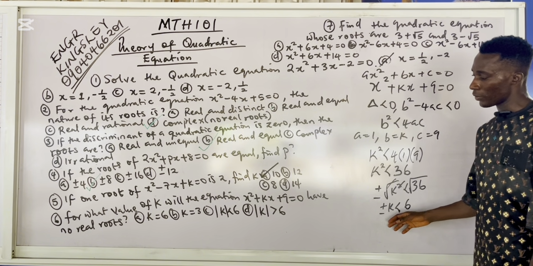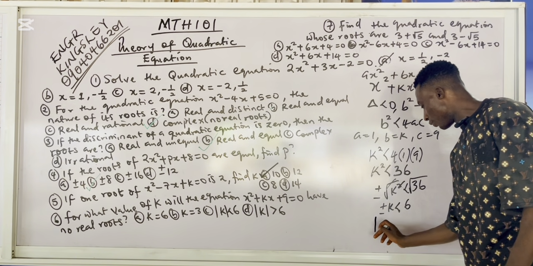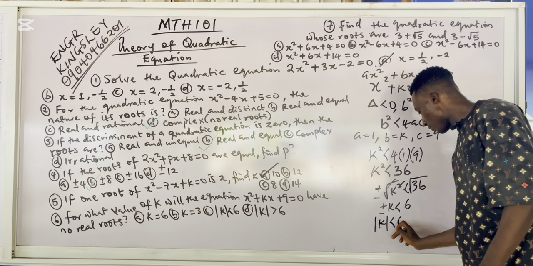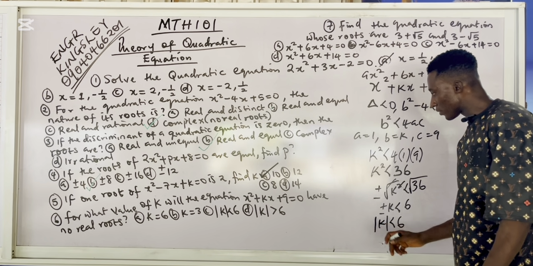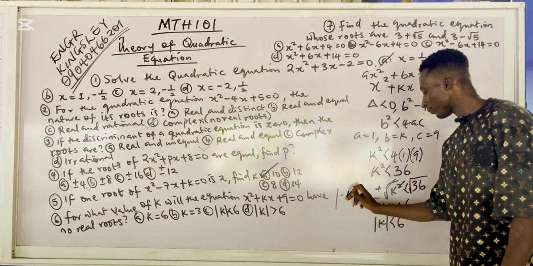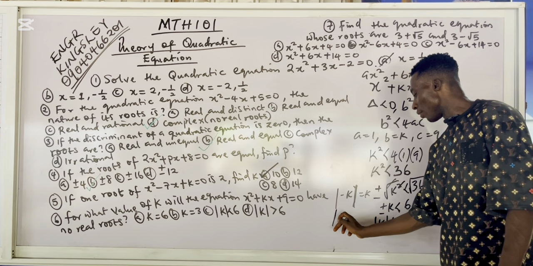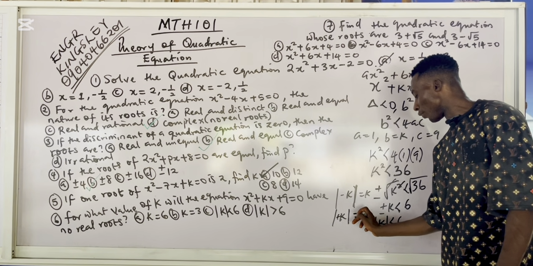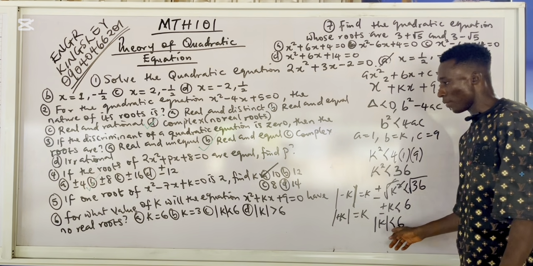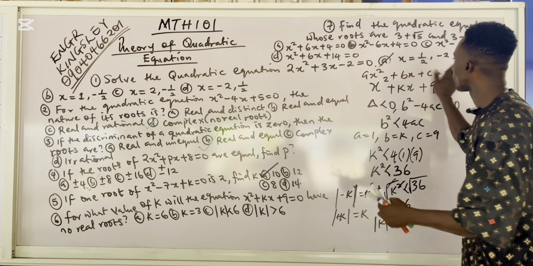But a good way to represent it using absolute value is to have the absolute value of k less than 6. This absolute value simply means that the value of k can be negative to give us k. The k here can be positive to still give us what? K. That is why we represent it with the absolute value function. So let's clean the board.